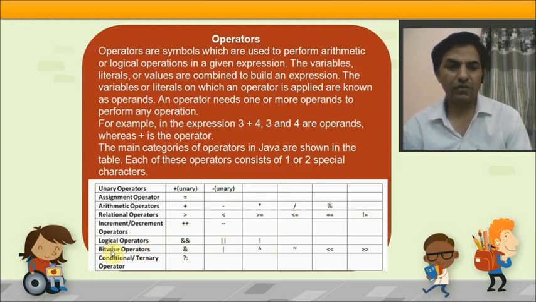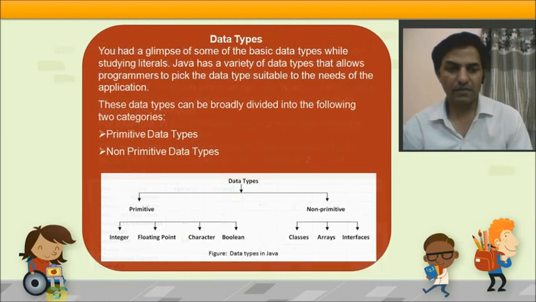After that we'll discuss the bitwise operators, that is AND, OR, NOT, complement, left shift, right shift. Next one is the conditional or ternary operator. It is a ternary operator because it uses two comparisons and values in the statement.